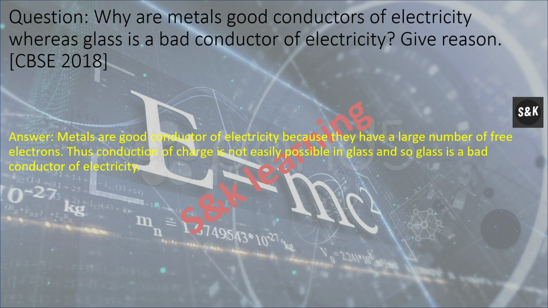Why are metals good conductors of electricity whereas glass is a bad conductor of electricity? So metals are good conductors of electricity because they have a large number of free electrons. Thus conduction of charge is not easily possible in glass, and so glass is a bad conductor of electricity.